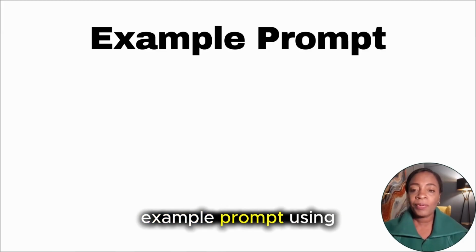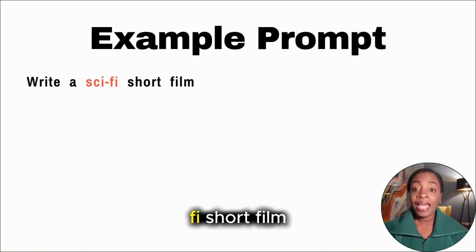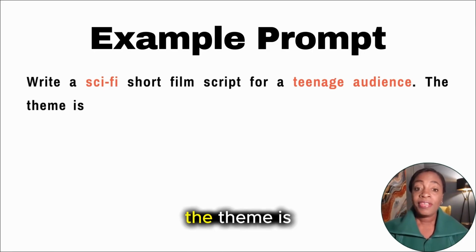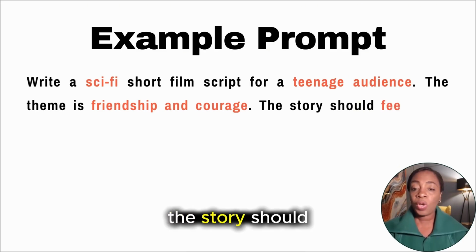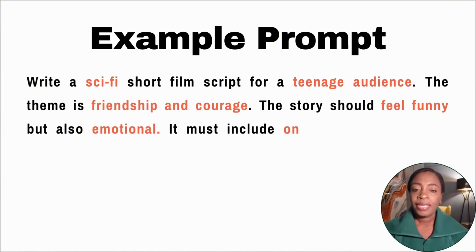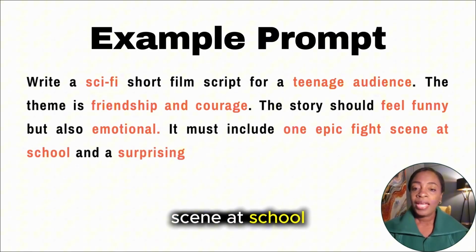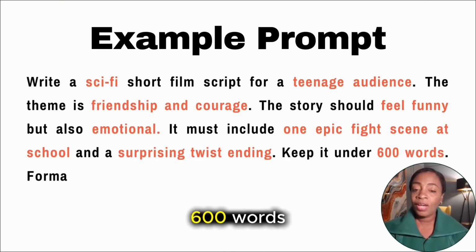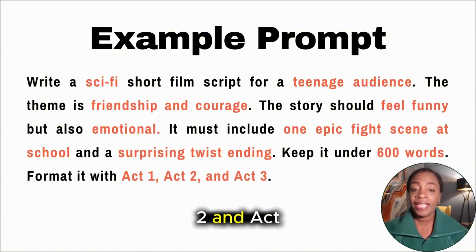Now, here's an example prompt using this structure. Write a sci-fi short film script for a teenage audience. The theme is friendship and courage. The story should feel funny, but also emotional. It must include one epic fight scene at school and a surprising twist ending. Keep it under 600 words. Format it with Act 1, Act 2, and Act 3.